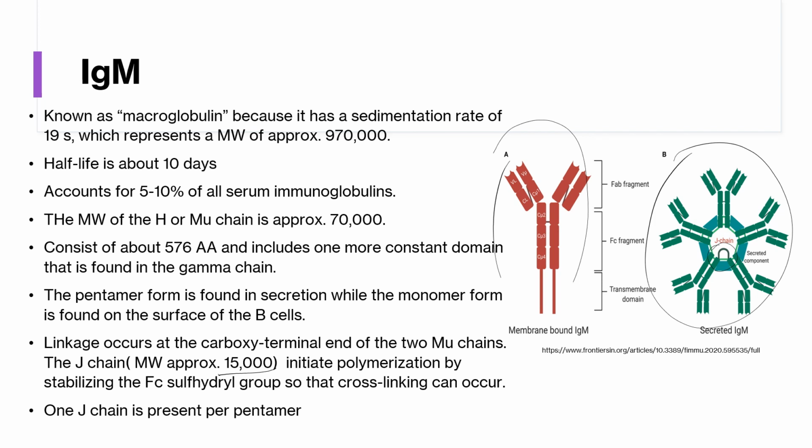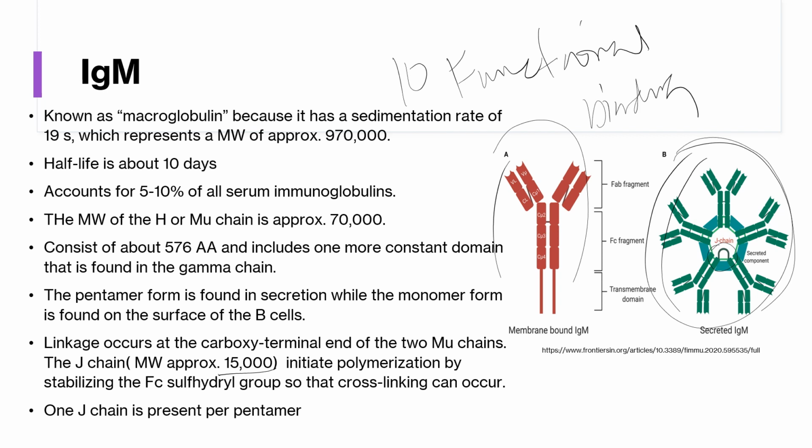Now, the IgM thus assumes a star-like shape, just like this one. This is a star-like shape with 10 functional binding sites. Only about 5 of these are used unless the antigen is extremely small.